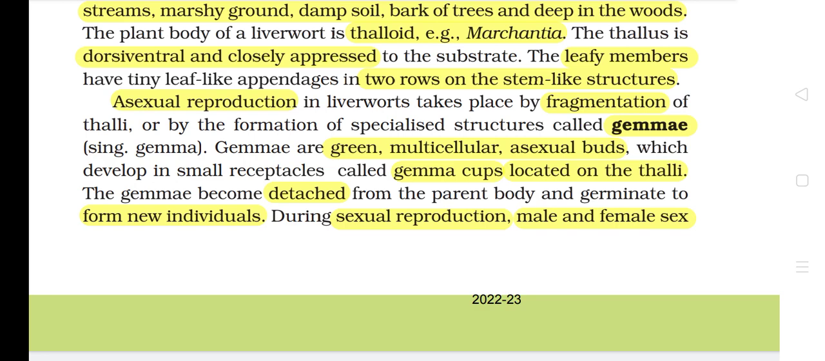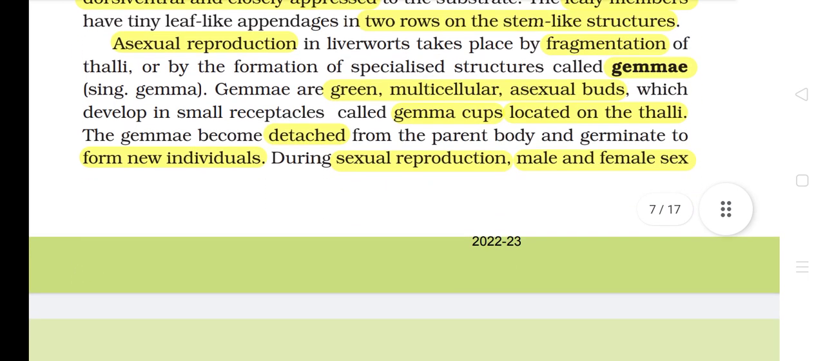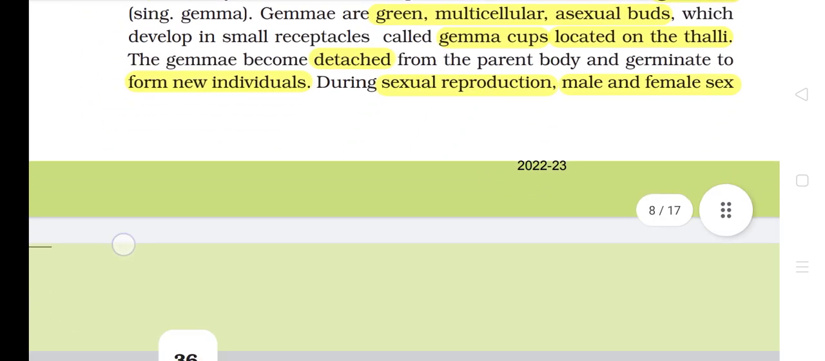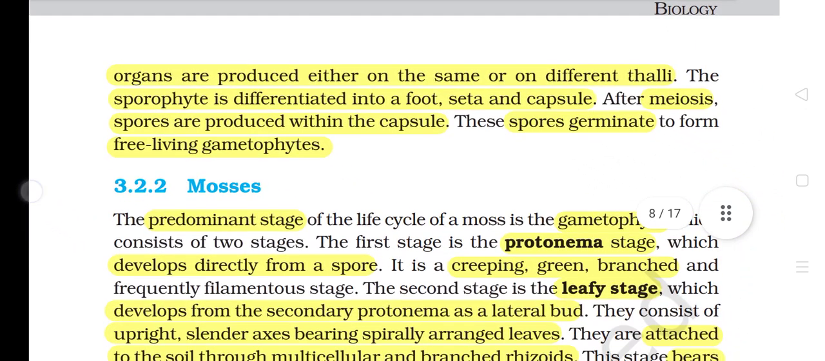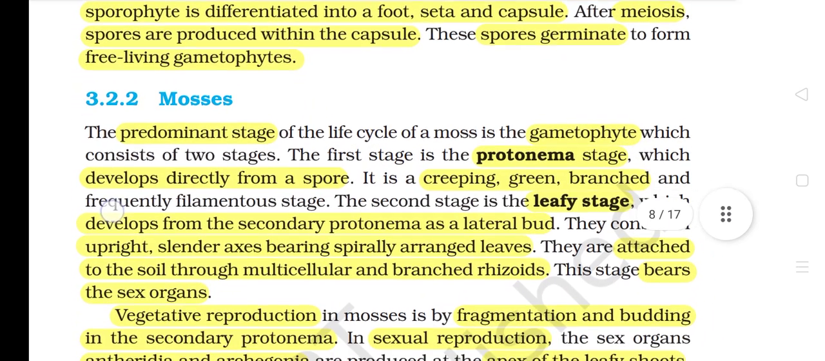Gemma are green multicellular asexual buds which develop in small receptacles called gemma cups located on the thalli. The gemma become detached from the parent body and germinate to form new individuals. During sexual reproduction, male and female sex organs are produced either on the same or on different thalli. The sporophyte is differentiated into a foot, seta, and capsule. After meiosis, spores are produced within the capsule. These spores germinate to form free-living gametophytes.